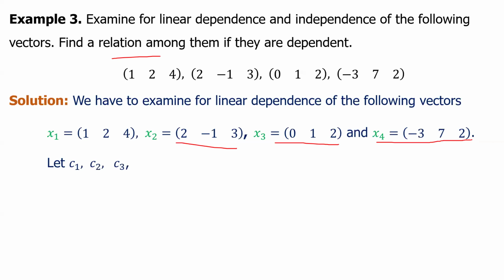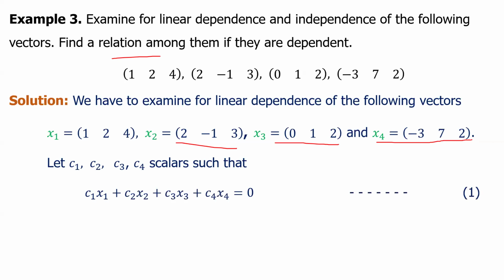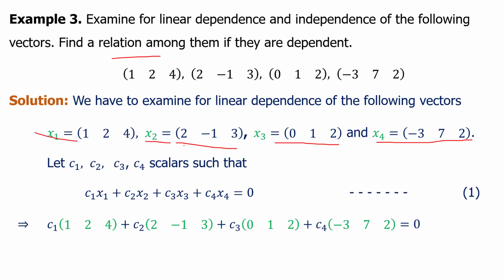So the procedure is the same. Let C1, C2, C3, C4 be scalars such that C1x1 plus C2x2 plus C3x3 plus C4x4 equal to 0. Let us give it equation number 1. Now we have to substitute all the values of x1, x2, x3, and x4. So x1 is 1, 2, 4. x2 is 2, minus 1, 3. x3 is 0, 1, 2. x4 is minus 3, 7, 2.